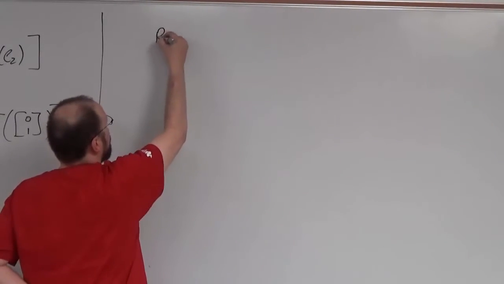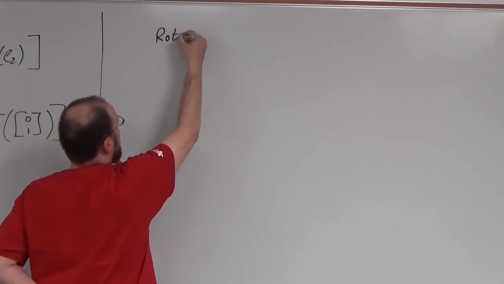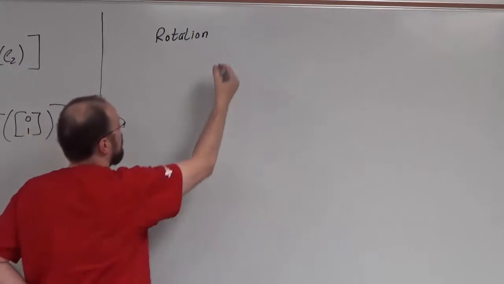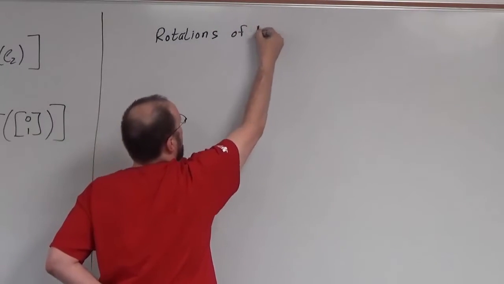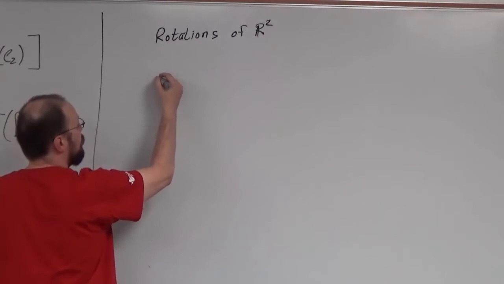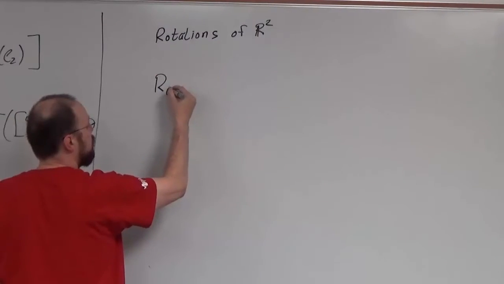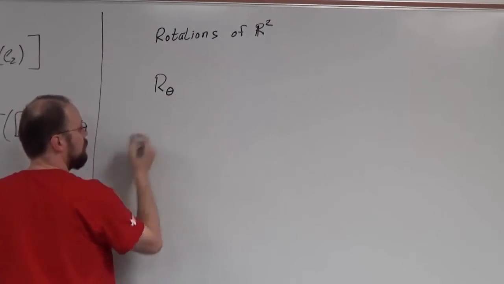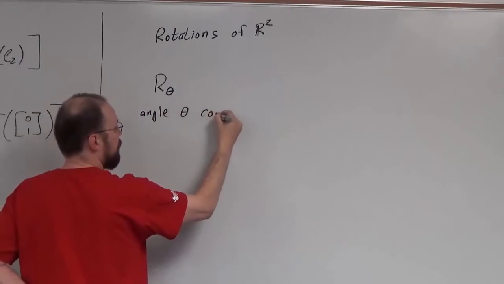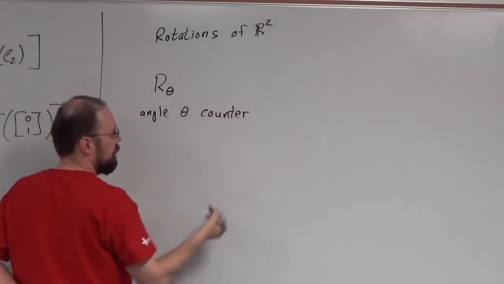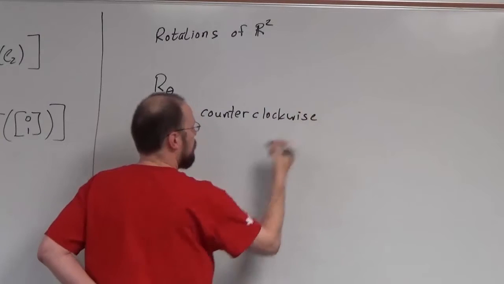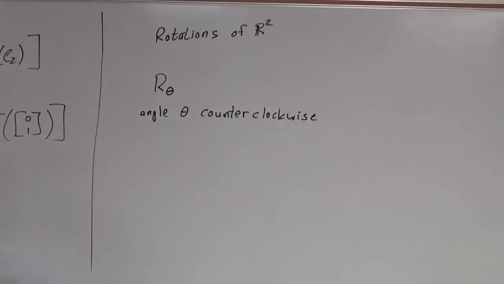So I guess let's start with rotation in R2. Okay. So if I want to rotate the whole plane by angle theta counterclockwise, so that's the positive orientation in math. What's the matrix that accomplishes that?